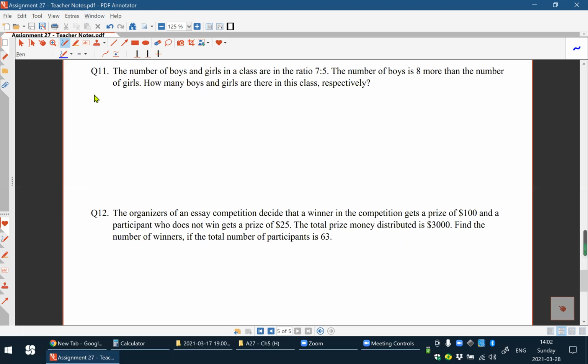Okay, so the two unknown quantities that we want to know are the number of boys and girls. First of all, suppose we use two letters to denote the number of girls and boys, right? Suppose there are B boys and G girls in this class.